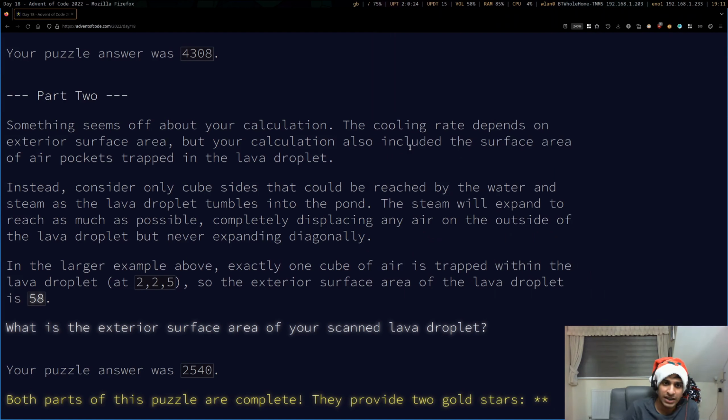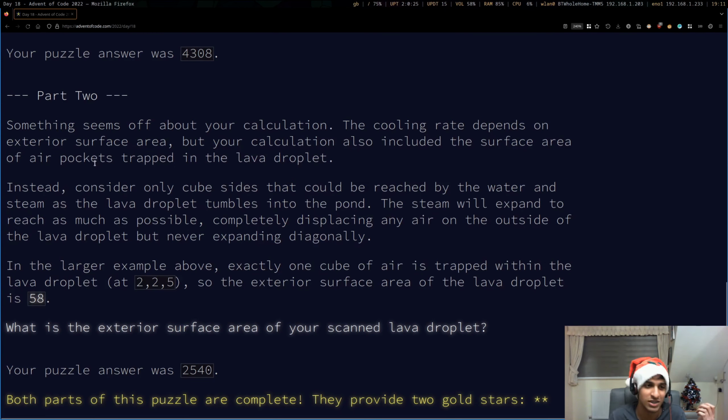Something seems off about your calculation. The cooling rate depends on the exterior surface area, but your calculation also included the surface area of air pockets trapped in the lava droplet. It said consider only cube sides that would be reached by water and steam as the lava droplet tumbles into the pond. The steam will expand to reach as much as possible, completely displacing any air on the outside of the lava droplet, but never expanding diagonally. So what is the exterior surface area of an expanded lava droplet? Yeah, I kind of read this, and then all of this.